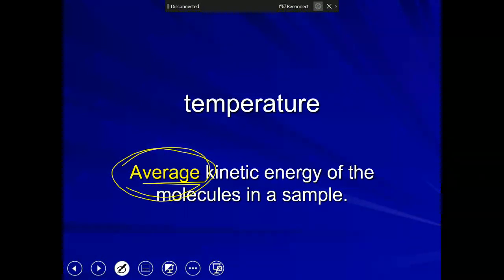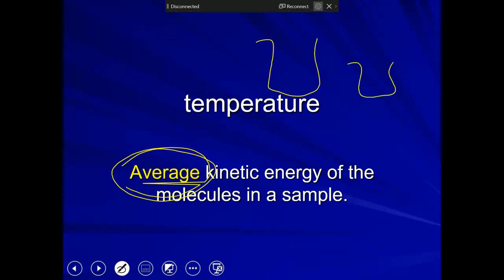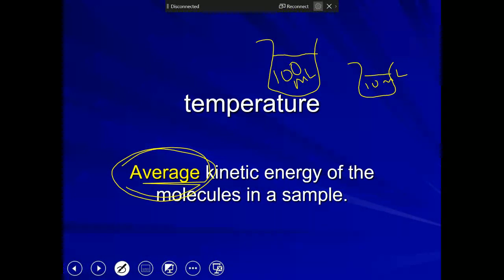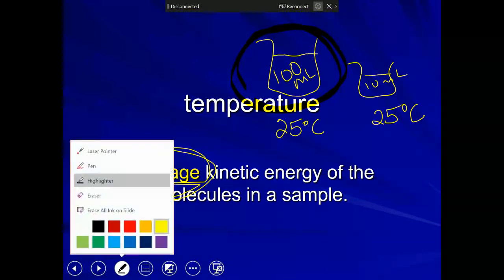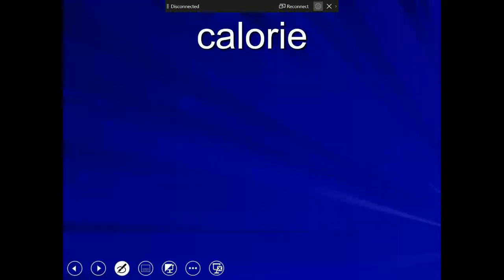So I could have two beakers that could both be at room temperature. If this one has 100 milliliters of water and this one only has 10 milliliters of water, if they're both at room temperature, like 25 degrees Celsius, they have the same average kinetic energy. They have the same temperature, but this beaker right here has more heat because there's more particles in that beaker. There's more total kinetic energy due to the larger number of particles. Okay, so hopefully that differentiation makes sense.